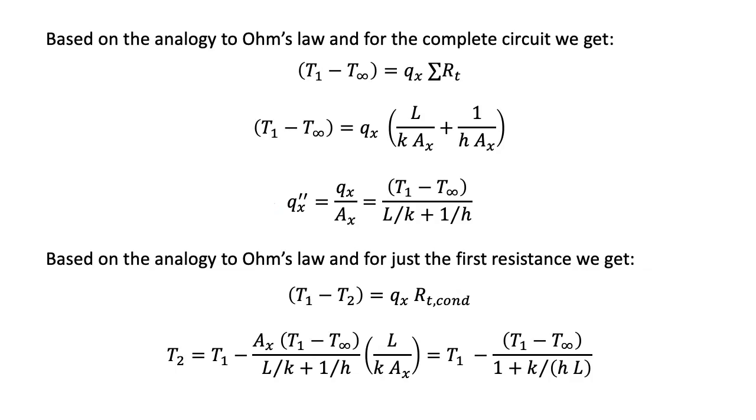Now that we have an equation for the heat transfer rate, we apply Ohm's law to part of the circuit to obtain an equation for the intermediate temperature at x equals L. Again, this allows us to quickly solve for T sub 2, where once again the resulting equation is the same as for Part B. Note that the resistance analogy is a simple and efficient way to solve this problem.